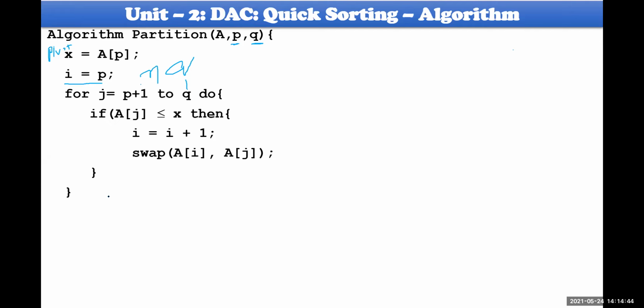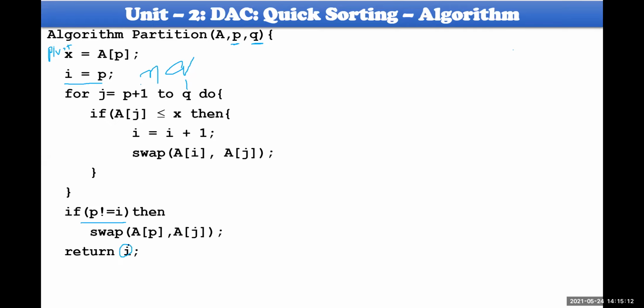And finally, after completion of this for loop, we have to identify the pivot element's actual place. For this, if p is not equal to i, p in the sense the first element, i in the sense it could be moved towards the right side, and then it could be taken. Then swap a of p with a of i. Okay? So return i. What about the position? Where exactly you have identified the middle position has been returned to quicksort.